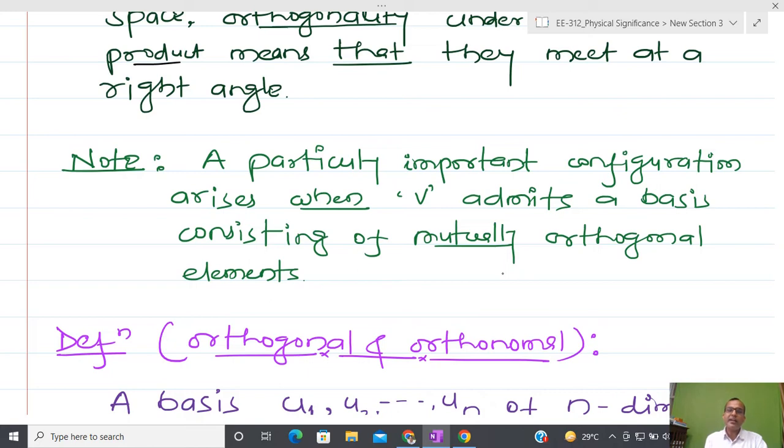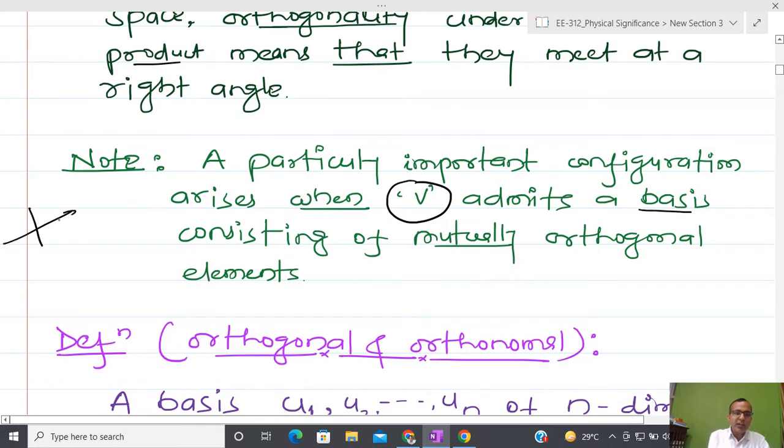After that, what I am saying is that I select a minimum number of vectors from this space V, and using those vectors I try to express all other vectors of that space, and that is called a basis. And I am assuming that I have selected basis elements that are mutually orthogonal.